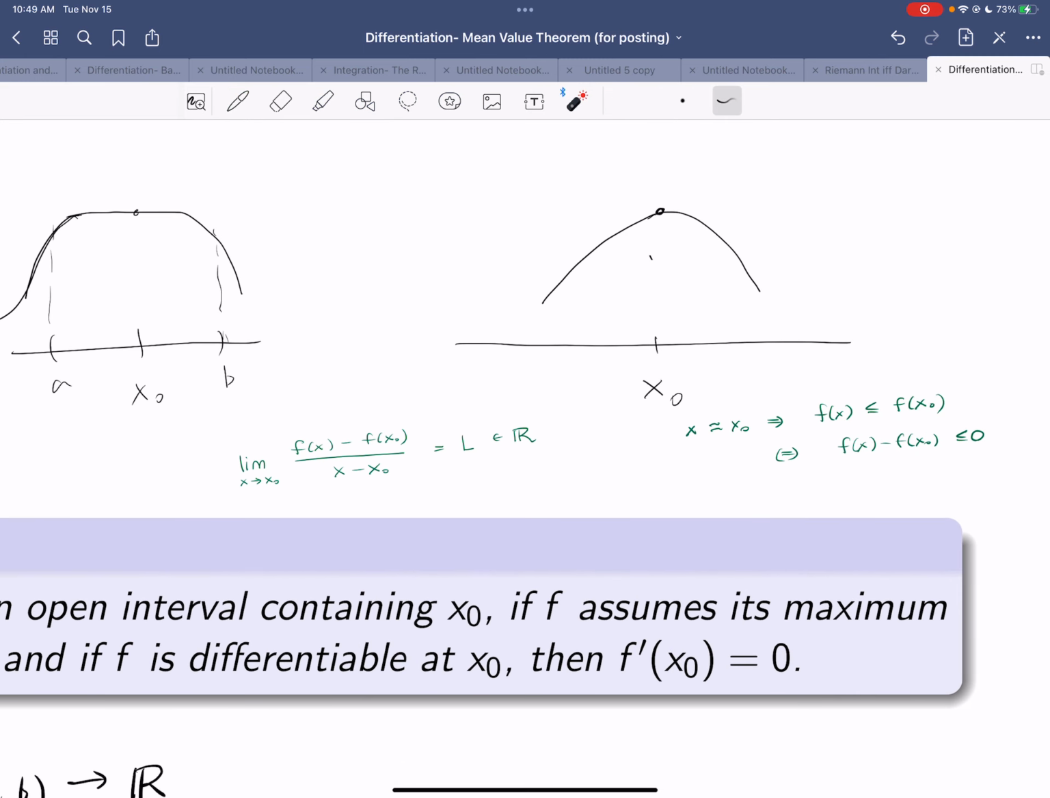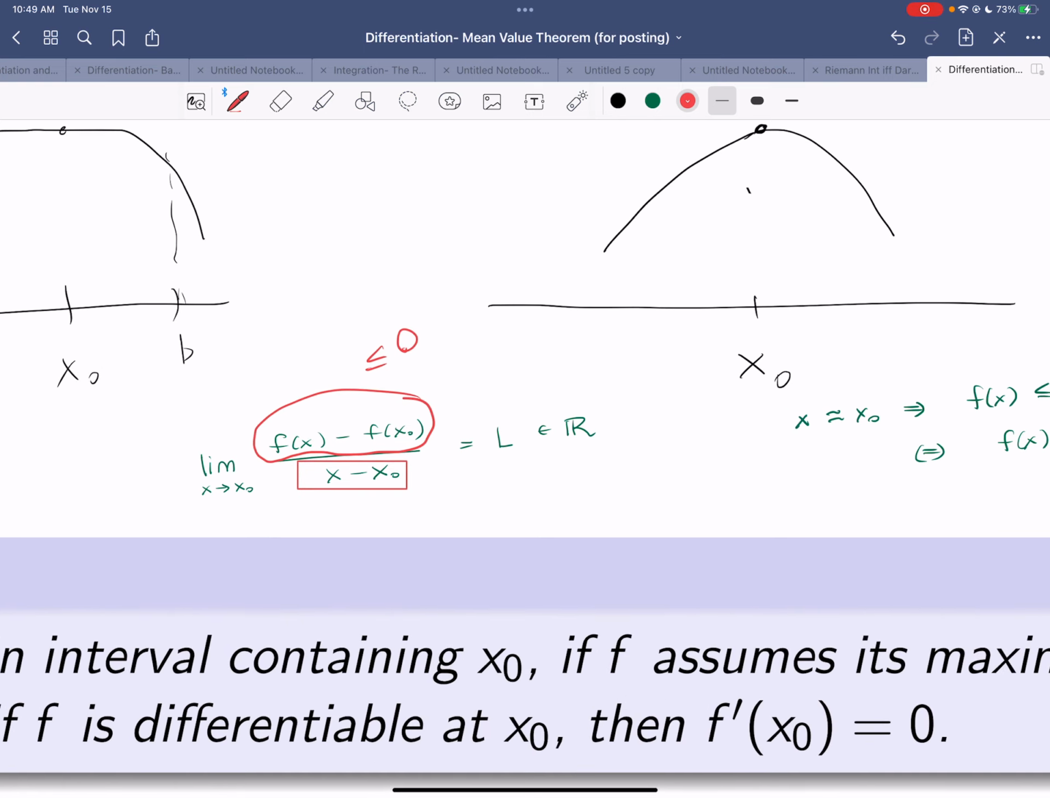So what's going to happen when I'm looking at this difference quotient is my numerator will always be less than or equal to 0 since f has a max at x naught, but my denominator could be positive and it could be negative. When will it be positive? It'll be positive if x is larger than x naught, if x is to the right. And it'll be negative if x is to the left.